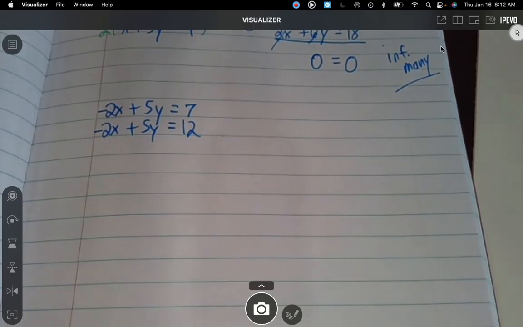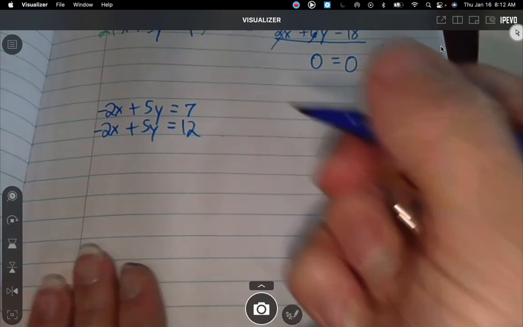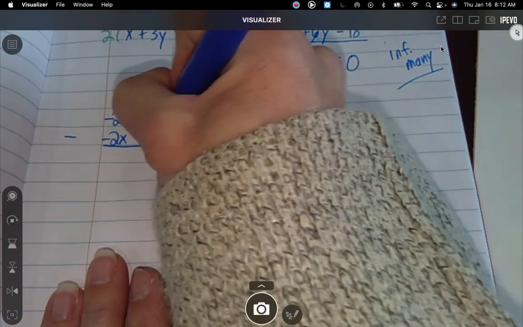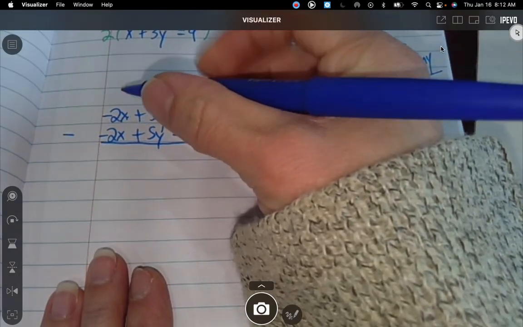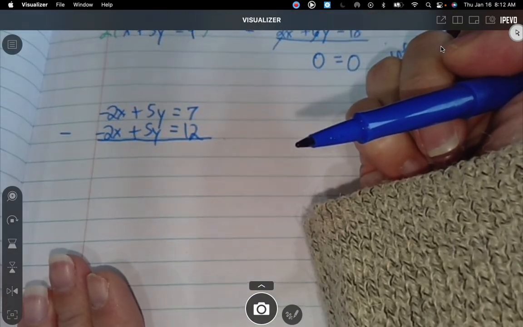Pick one, because they're both the same. The x's are 2's and the y's are 5's. Okay, if you get rid of the y's, are you going to add them or subtract them to get rid of them? 5 minus 5. Oh, yeah. So we're going to subtract. Same sign, subtract. What is negative 2 minus negative 2?